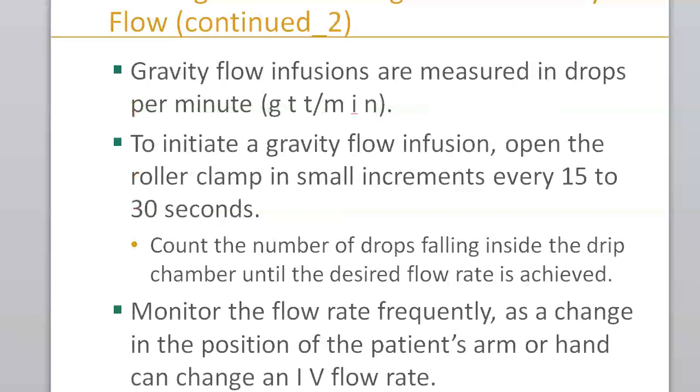Gravity flow infusions are measured in drops per minute. To initiate a gravity flow infusion, open the roller clamp in small increments every 15 to 30 seconds, and count the number of drops falling inside the drip chamber until the desired flow rate is achieved. You monitor that frequently, as a change in the position of the patient's arm or hand can actually change that IV flow rate. That's why it's very dangerous not to have these fluids on a pump.